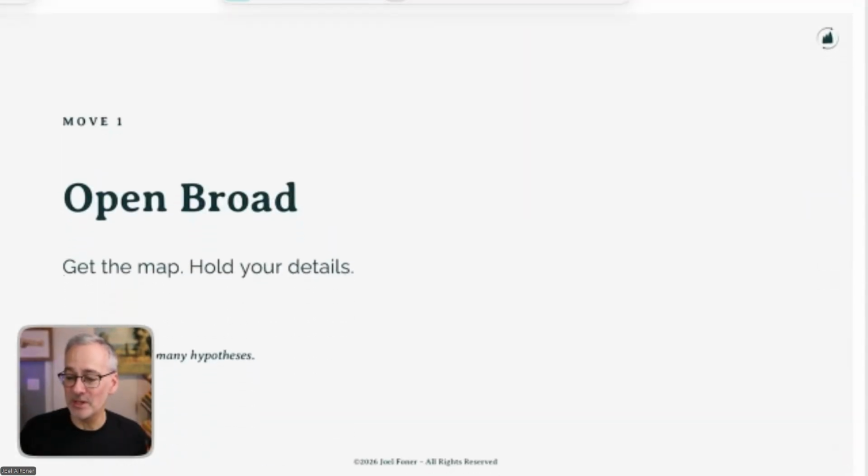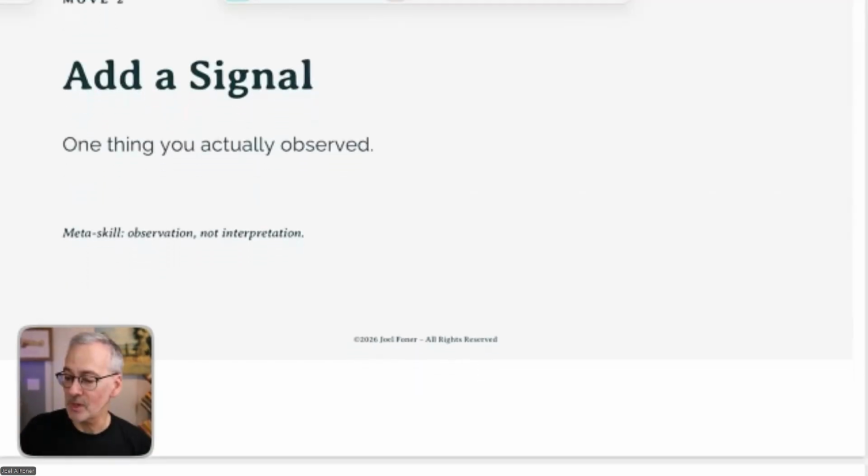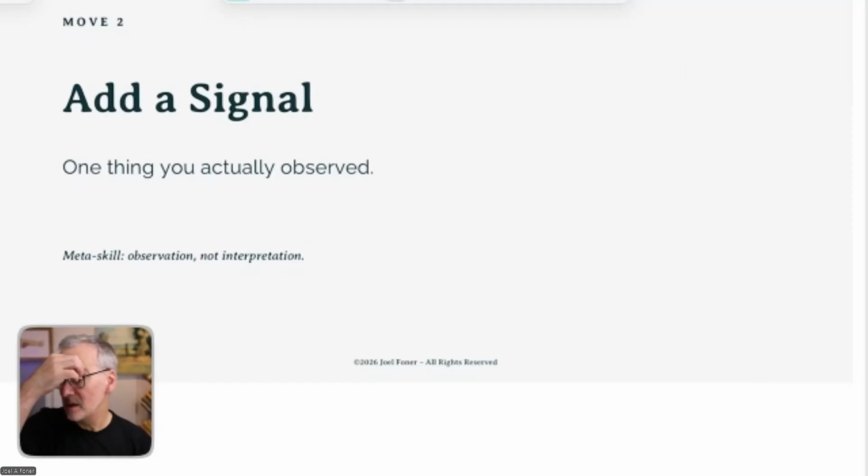If we look at the second move, which is to open broad, get the map, hold your details, I'll often withhold things that are details of what I'm looking for at first. Because I'm looking for it to expand. Again, it's diverge, converge. I'm looking for it to expand the set of possibilities, in case it turns up something that's really interesting that I hadn't thought of. And then, I had to try to come up with sort of generic words for this, add a signal. Add one thing you observed.